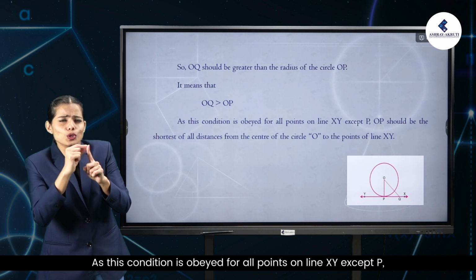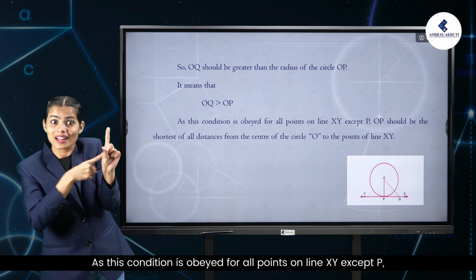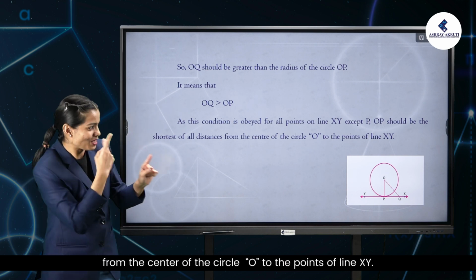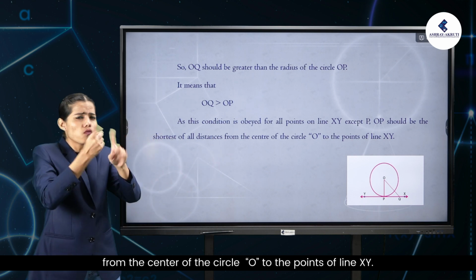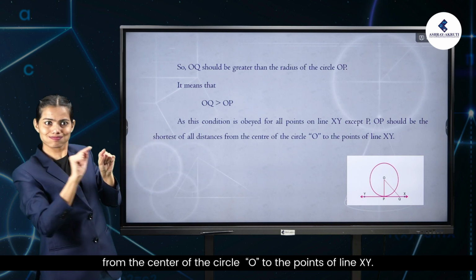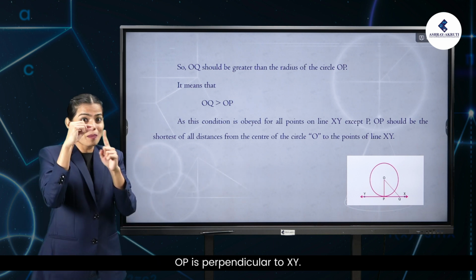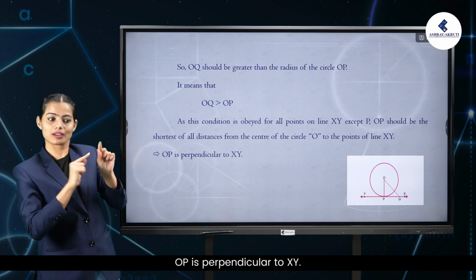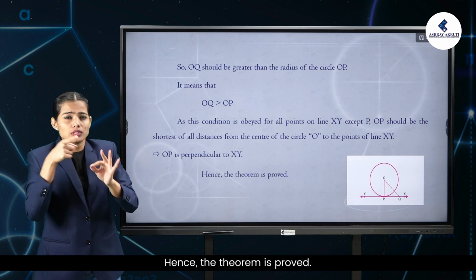As this condition is obeyed for all points on line XY except P, OP should be the shortest of all distances from the center of the circle O to the points of line XY. OP is perpendicular to XY. Hence, the theorem is proved.